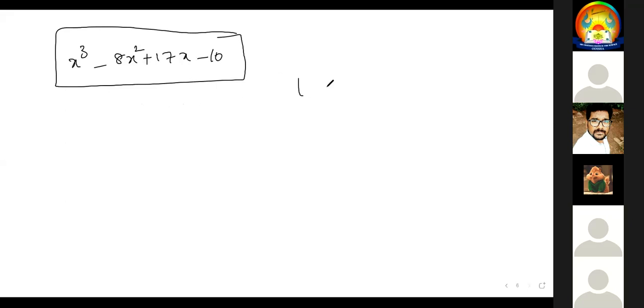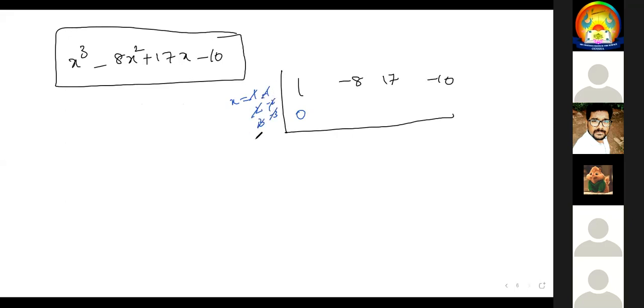I'm doing it again. See, 1, minus 8, 17, minus 10 is the question. First, we have to keep 0 here. And we have to check 1, if not then 2, if not 3, if not then minus 1, minus 2, minus 3. Anywhere, you will get one answer. So I'm checking with 1. 1 ones are 1. Minus 7. Add these two. Minus 7 ones are minus 7. If 10 comes, add. 10 ones are 10, 0. So x minus 1 is a factor.